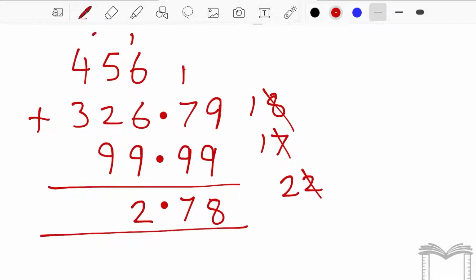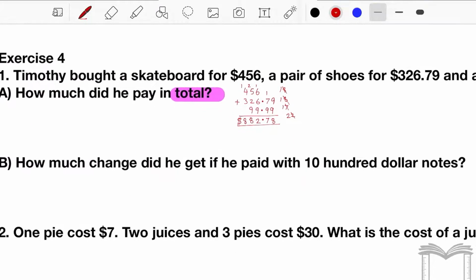Oh no, I made a mistake there. Carry the 2 here. 2 plus 5 is 7. 7 plus 2 is 9. 9 plus 9 is 18. And 4 plus 1 is 5. 5 plus 3 is 8. So the answer is $882.78.